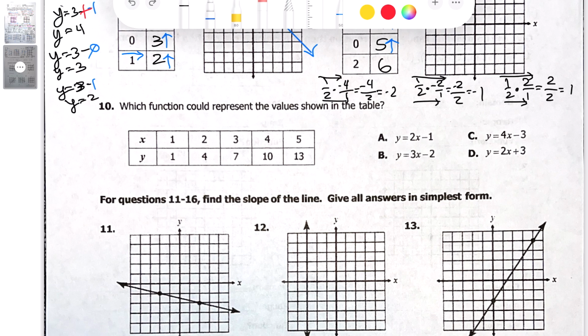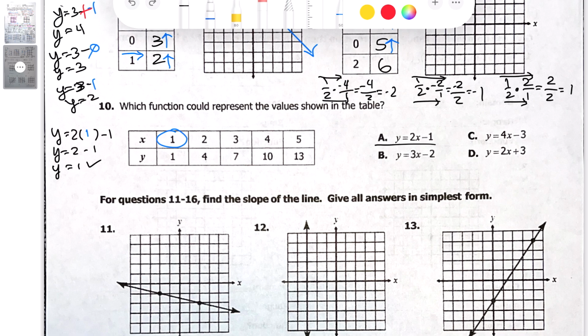Or you can go through and start plugging in the numbers to see what you get. So if I just start with A, y equals 2 times, and the very first x they give me is 1. So I'm going to plug in 1. Y equals 2 minus 1. So y equals 1. So that is good.